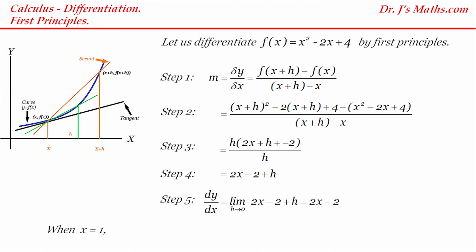So for example, if x is equal to 1, dy/dx is equal to 2 times 1 minus 2, which is 0. When x equals minus 2, dy/dx equals 2 times minus 2 minus 2, which is minus 6. So in the second example, the curve has a negative gradient, so it's sloping downwards, and it's reasonably steep.